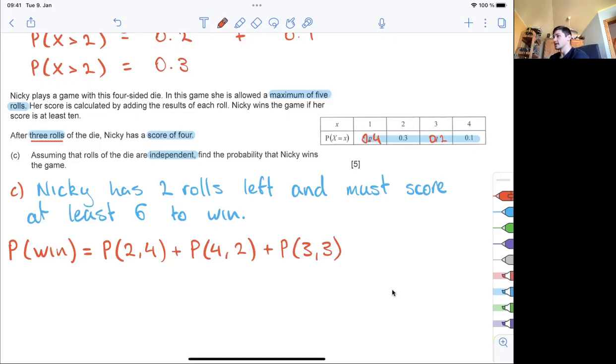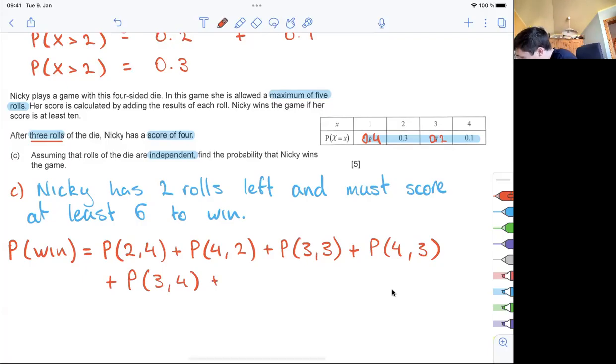And then equally, we could say the probability of getting a 4 and a 3, and a 3 and a 4, because that would add up to 7, which is at least 6. So that's also going to count. So plus the probability of a 4 and a 3 plus the probability of a 3 and a 4. And then equally, if she rolled 2 4s, that would sum up to 8, and so that would also make Nikki win. So the probability of a 4 and a 4.